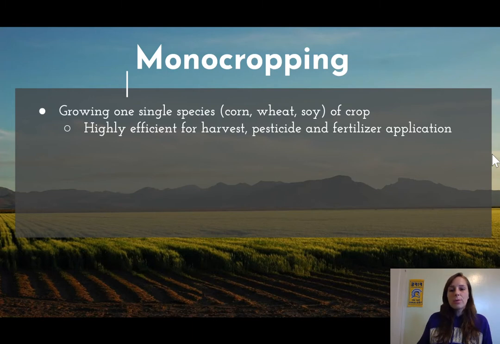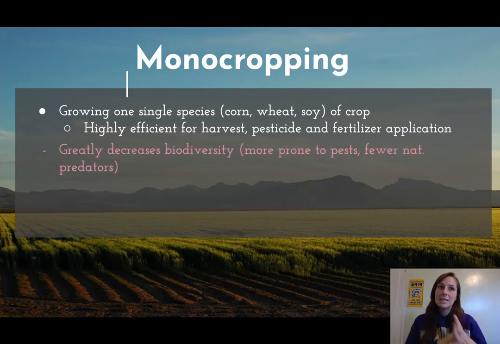And this is where you grow one single species of a crop. Now, this typically is going to be happening with corn, wheat, soy, the ones that we use a ton of with our food. And this is going to make it really highly efficient for harvesting, pesticide, and fertilizer application. So if you look at the picture here, you kind of picture those rolling hills of agriculture that maybe you've seen. This is going to be with monocropping.